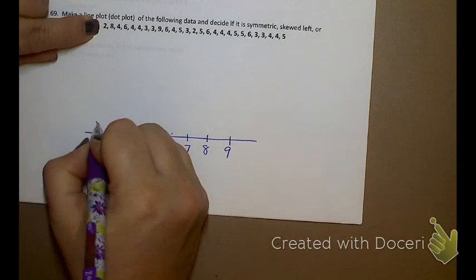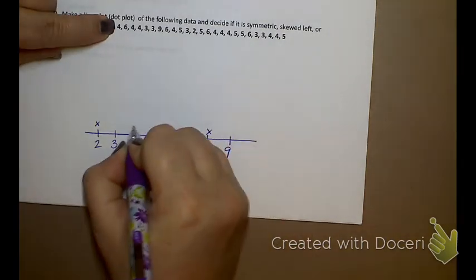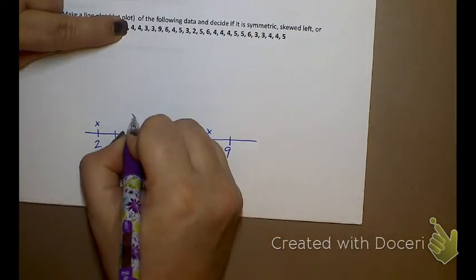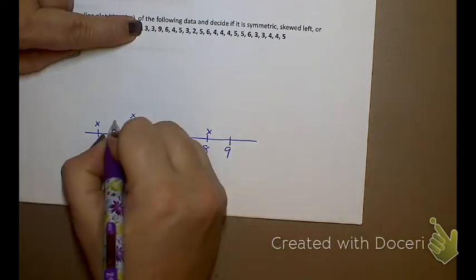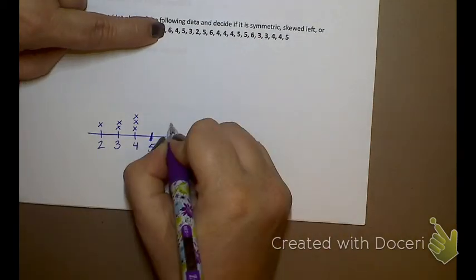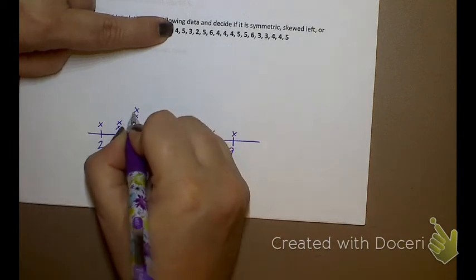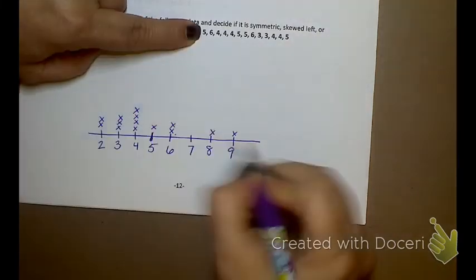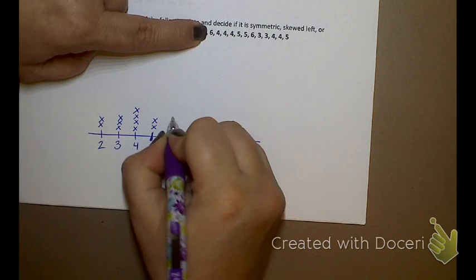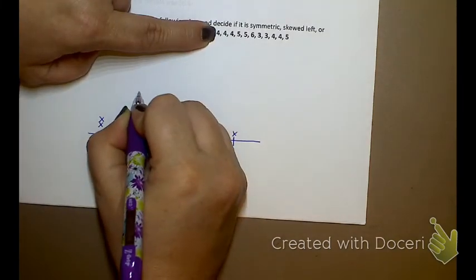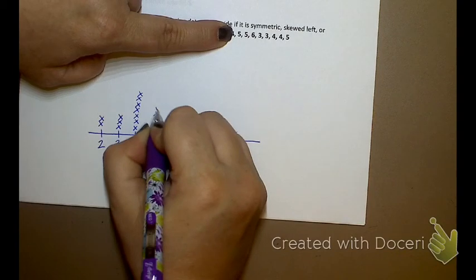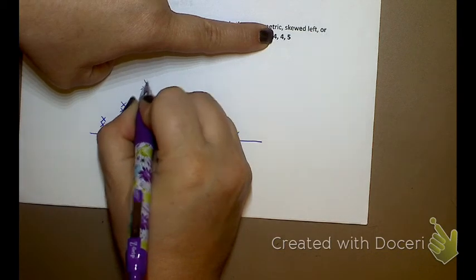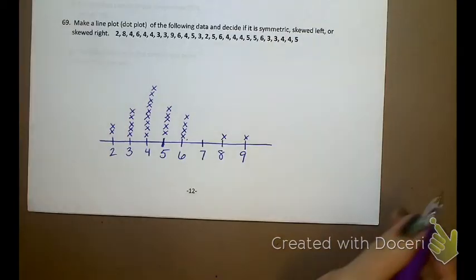So I see a 2, an 8, a 4, a 6, 2 more 4s, 1, 2, 2 3s, a 9, a 6, a 4, a 5, a 3, a 2, a 5, a 6, a 4, a 4, a 4, a 5, a 5, a 6, 2 3s, 2 4s, and a 5. So that represents my whole list of numbers.